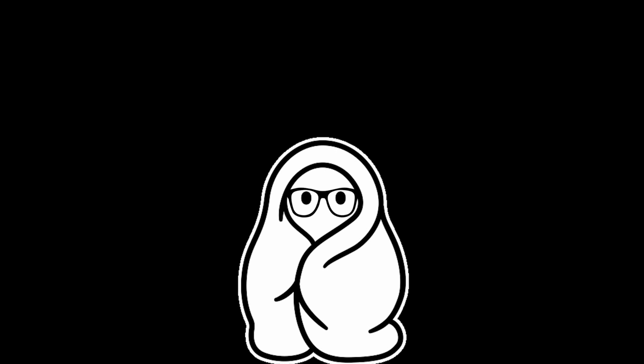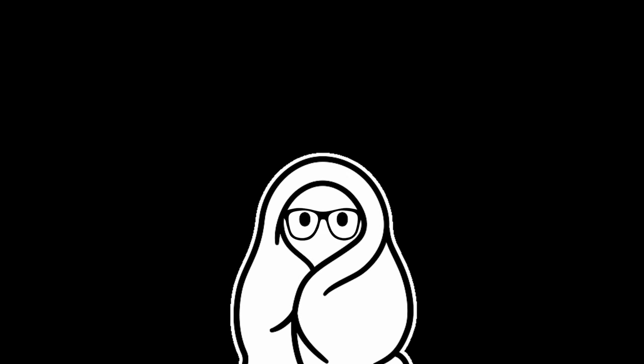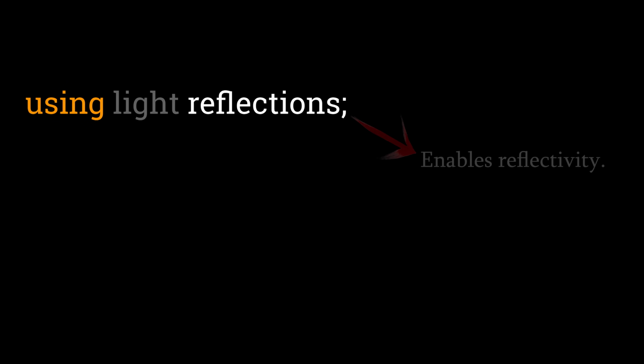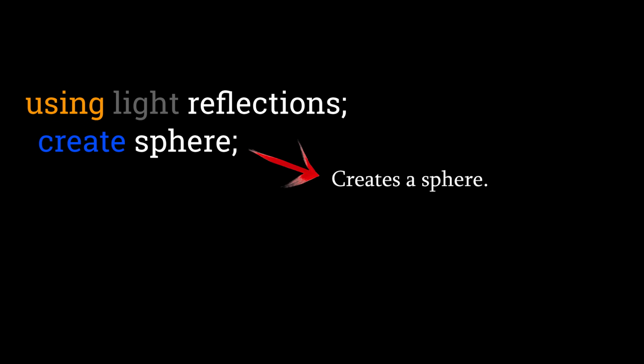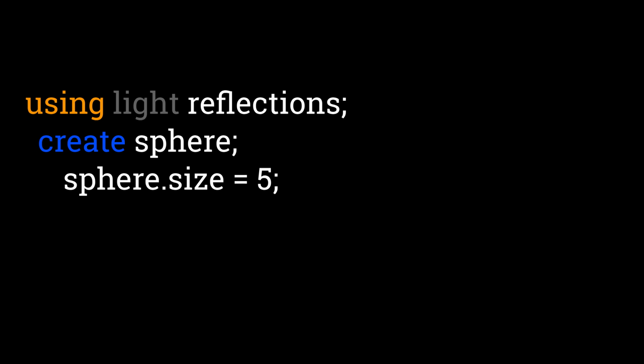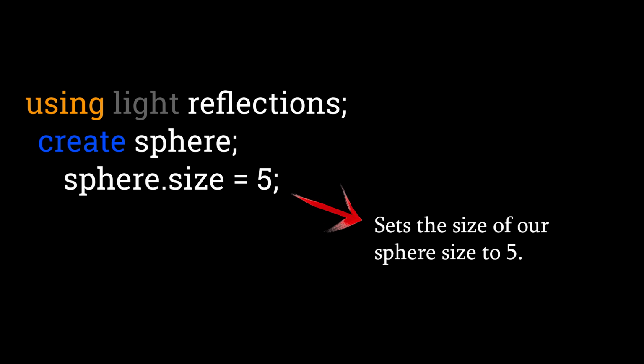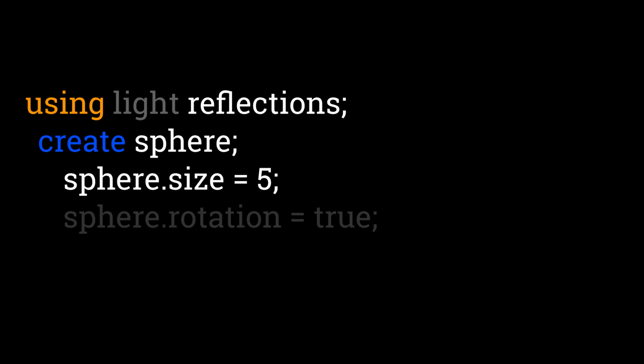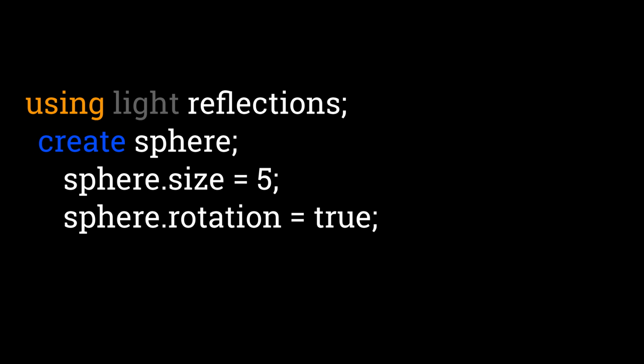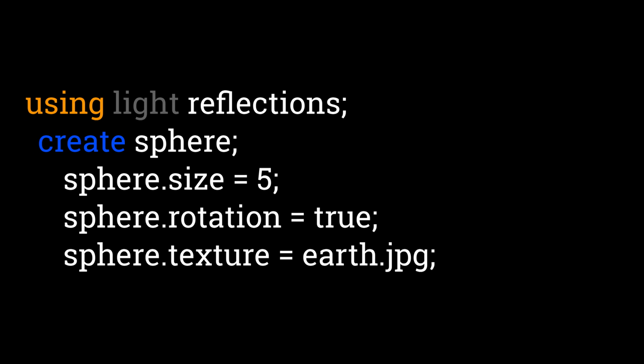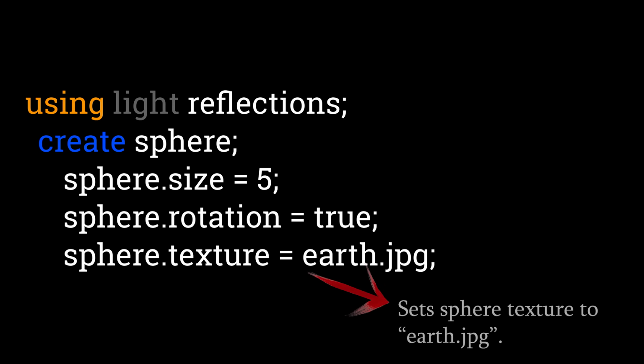For example, let's say a developer wrote down some pseudocode that went like this. Using light reflections, which will enable our animation to reflect light, create sphere, which will create a sphere, sphere.size equals 5, which will set the size of our sphere to 5 arbitrary units, sphere.rotation equals true, which will make our sphere rotate indefinitely, and finally, sphere.texture equals earth.jpg, which will set the texture of our sphere to the file image we have named earth on our computer.